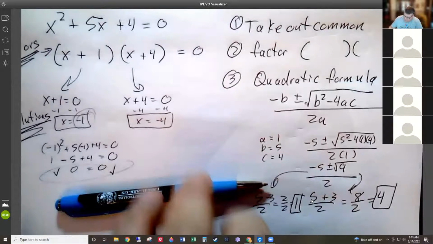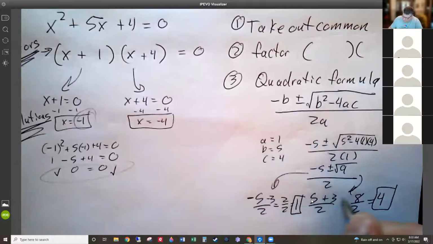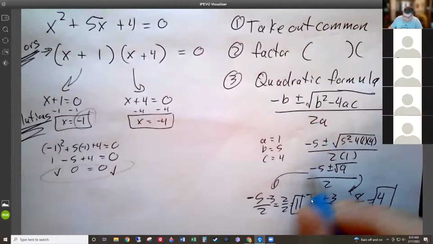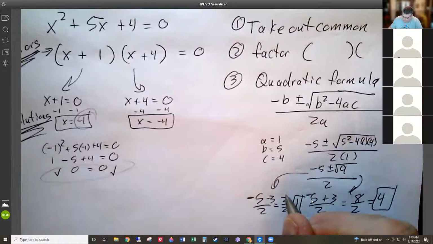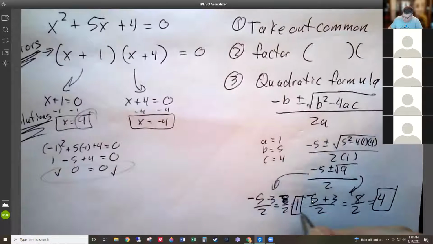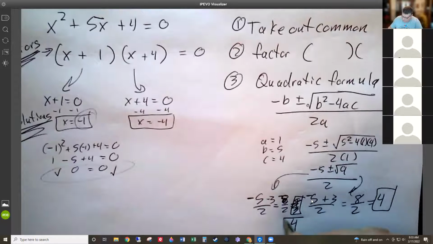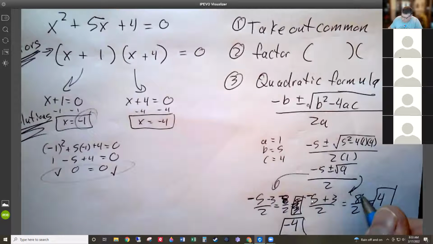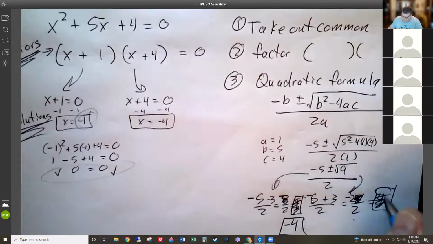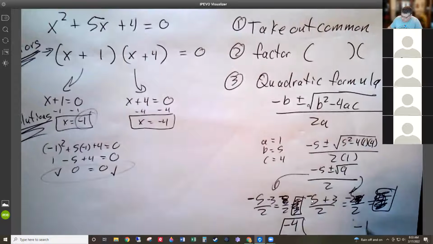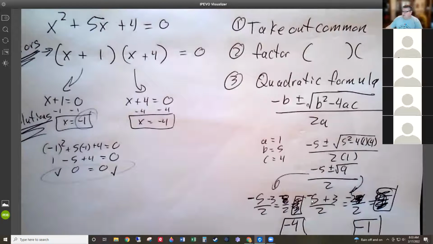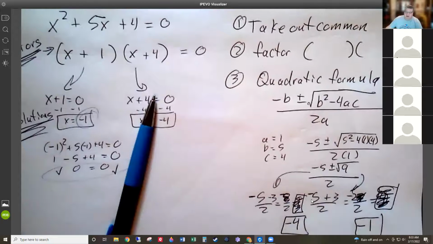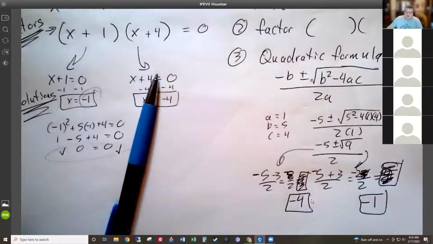Well, I forgot my negative. Very simple. I forgot to copy that negative down. So this is -8/2, which is -4. This is -5 + 3, which is -2. -2/2 is -1. There you go. So something as simple as a forgotten negative can mess it up.